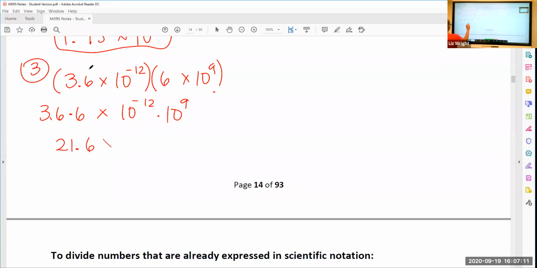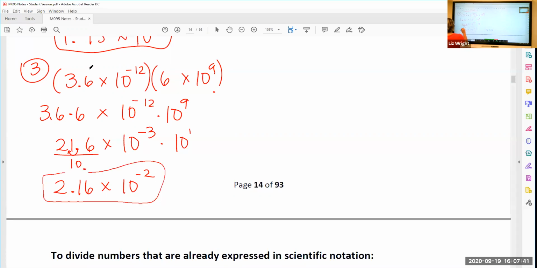21.6 for that. Then take your negative 12 plus a 9, and that's going to give you negative 3. And then you look, is this number in proper scientific notation? No. What do we need to do? We need to divide this one by 10, so that way it'll bump this over to the left, right? And if we divide this by 10, we've got to multiply this one by 10. So then we're going to get 2.16 times 10 to the negative second power. And that should be your final answer on that one.